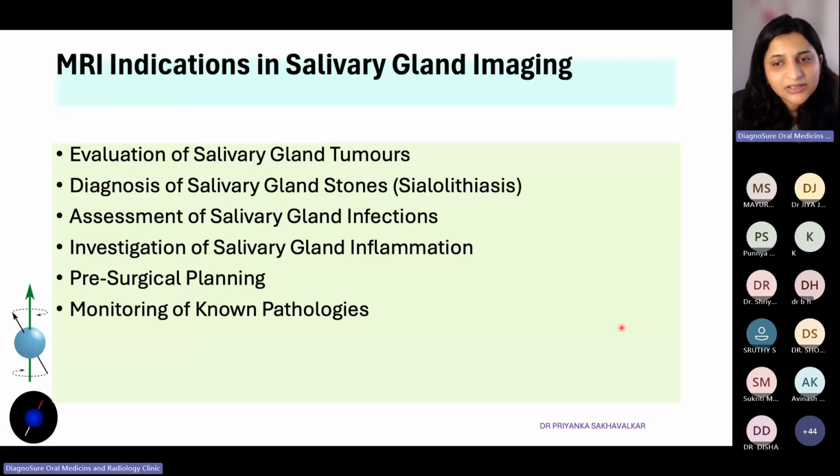It can detect acute or chronic infection. It identifies abscess formation in the gland, and it can assess the inflammation. Then whether there is sialadenitis or other conditions, it can help. It can also help the pre-surgical planning and also monitoring of the known pathologies.